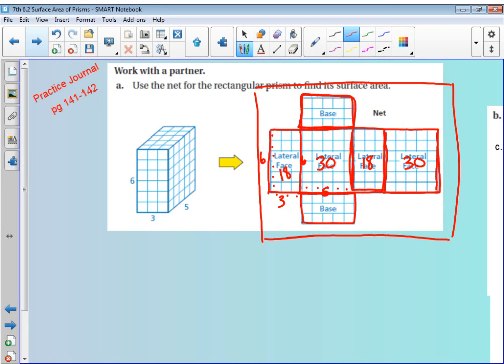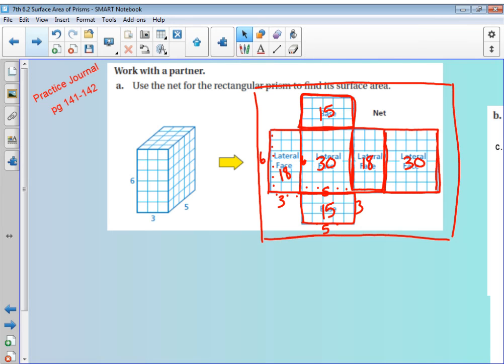Then I also have my bases, which are my top and my bottom of that figure that's on the left. So my base here is 3 by 5, so 15 and 15. Now, if I want the whole surface area, I'm going to add all 6 of those numbers together. Or what I tend to do is chunk numbers.